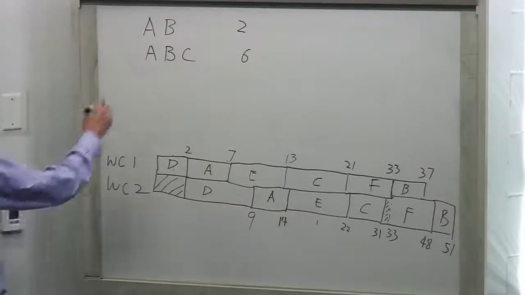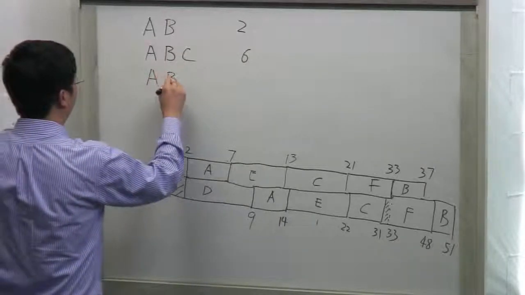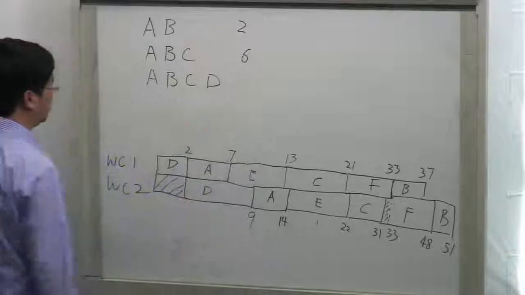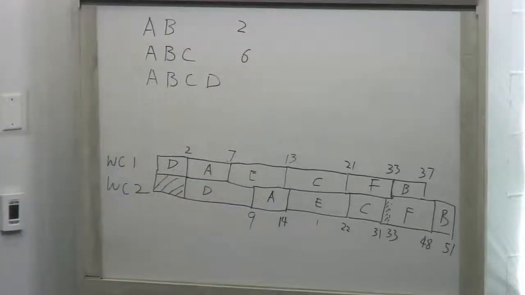A, B, C, D. How many total possible sequences do we have? 12. Do you agree?